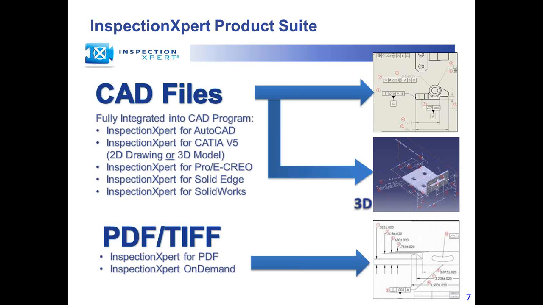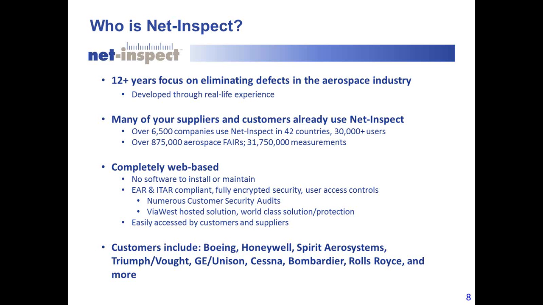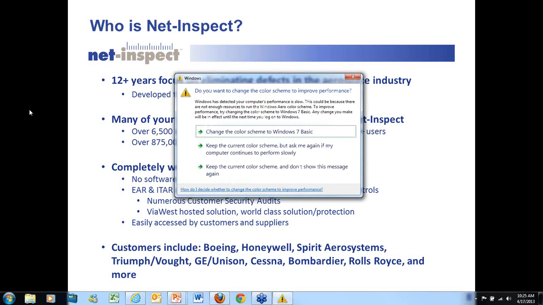Thanks so much, Ron. Hey, thank you. So hello, everyone. My name is Ron Trout. Let me just do a quick overview of NetInspect. Been in the business for over 12 years. We have about 6,500 companies that use NetInspect today in 42 countries.